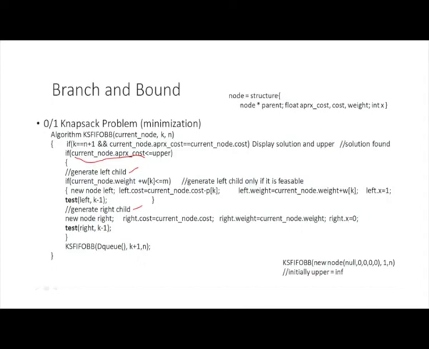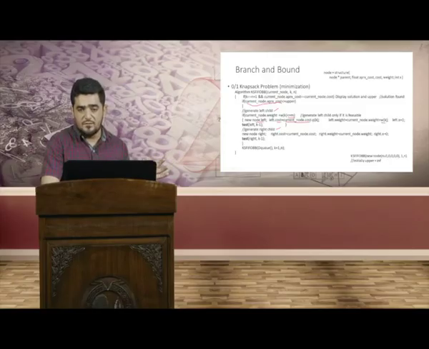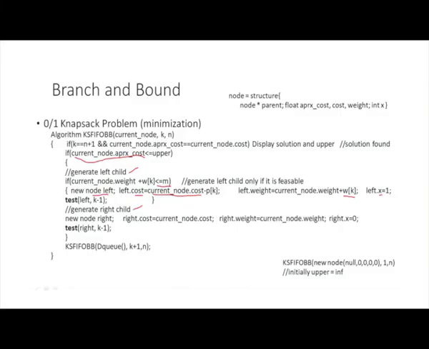In order to generate the left child, we see if the current node's weight, added to the so-far weight that we have in the knapsack, is less than or equal to m. Only then we generate this left child. Once it is generated, we create this new node. The cost is equal to the current cost plus, or since it's a minimization problem, we negate the final cost function, so minus the profit for this node. The weight is equal to the so-far weight plus the weight of this node, and x for this left node is equal to 1, meaning we are considering this item.